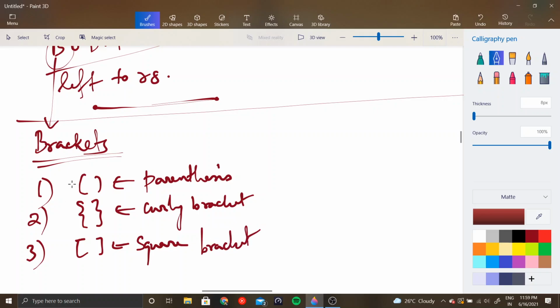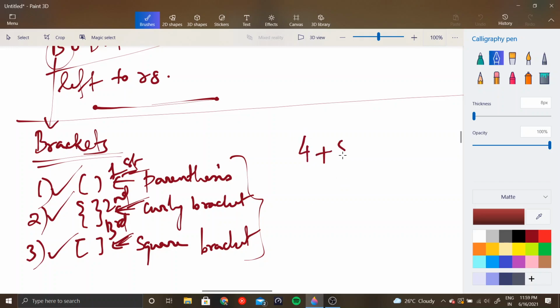And in colloquial terms, you can also call this the first bracket, this the second bracket, this the third bracket. But that is basically specific. They are actually termed as a parenthesis, a curly brace, and a square brace. Okay, that is the naming convention. Okay, another thing, you have this.